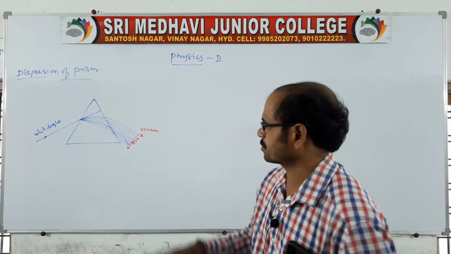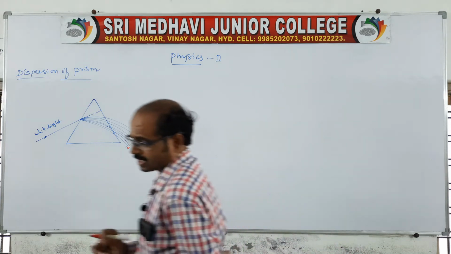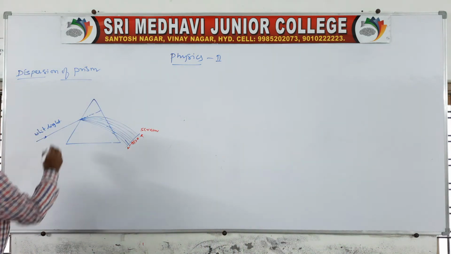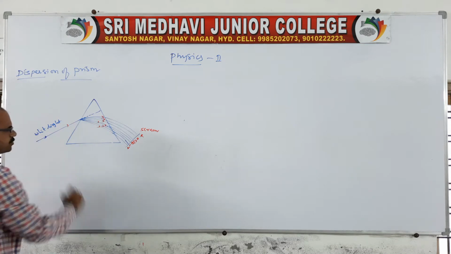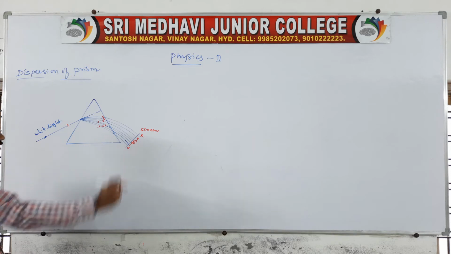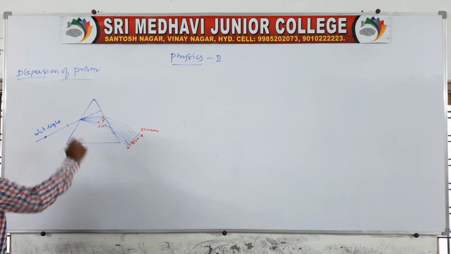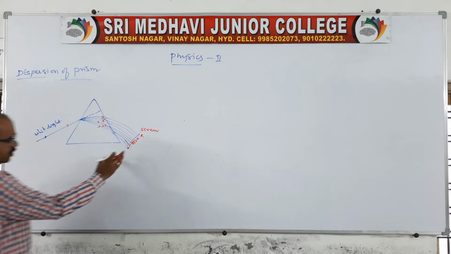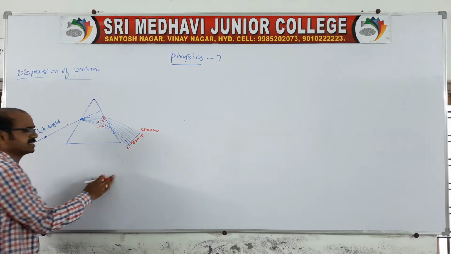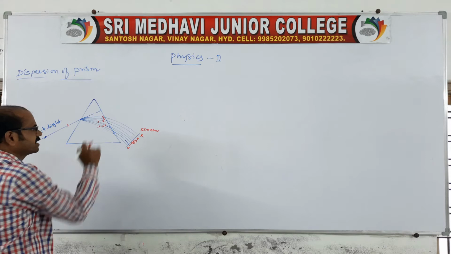When white light is propagated through the prism, the light is divided into 7 colors like this. Clear? The patch of 7 colors we call a spectrum, and the dividing of 7 colors is nothing but dispersion of light. And here remember, violet deviates more and red deviates less.